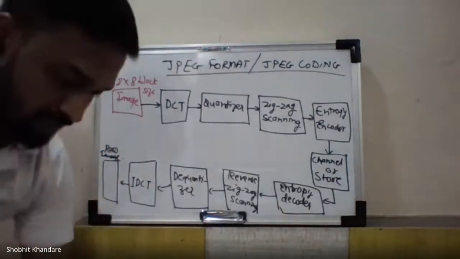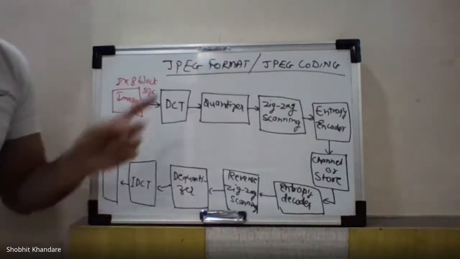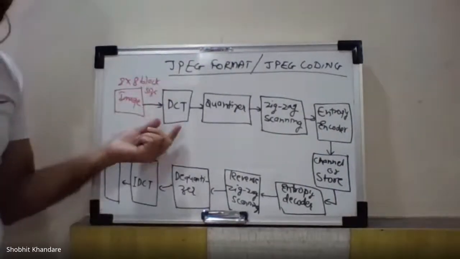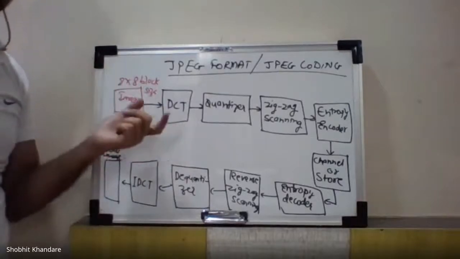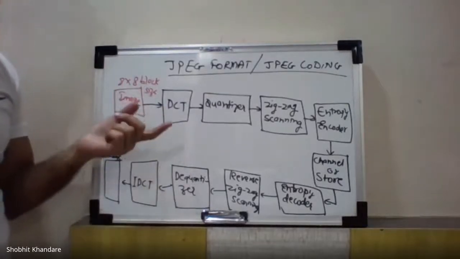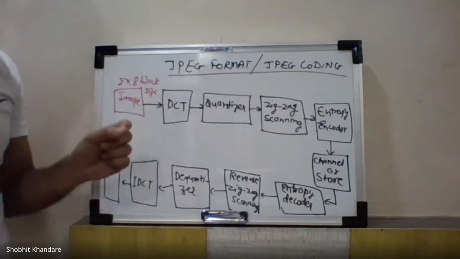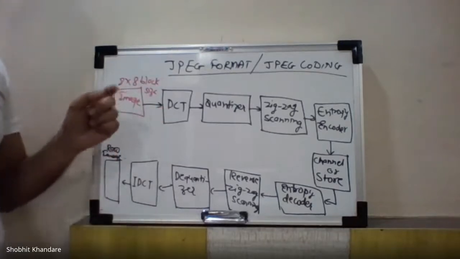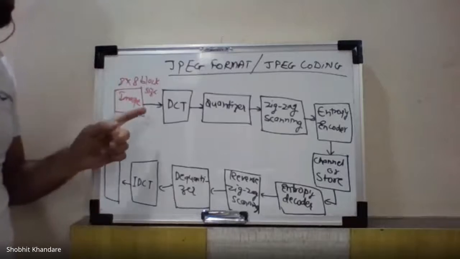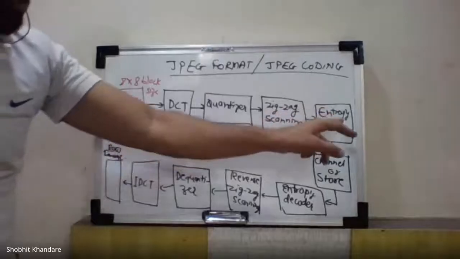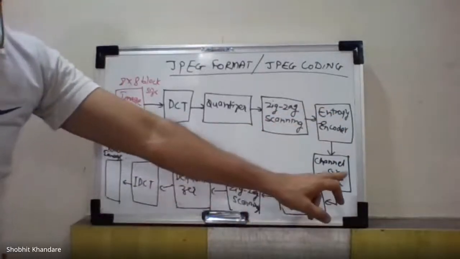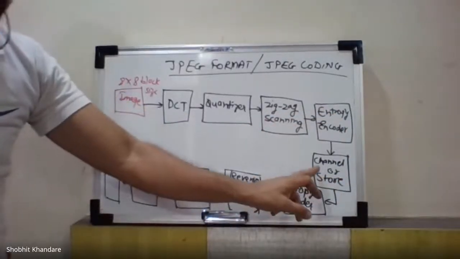So this is a block diagram to explain the JPEG format. I have told you one of the important blocks, DCT, which we have already studied. We have seen the equations for that, and the matrix coefficients, using that particular formula. Then we go with the quantizer, then the zigzag scanning, then the entropy encoder. Then you either store the image or transmit it through the channel.